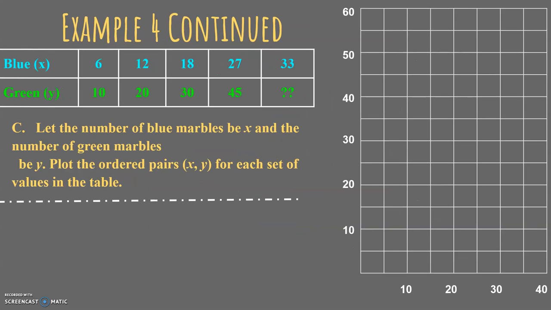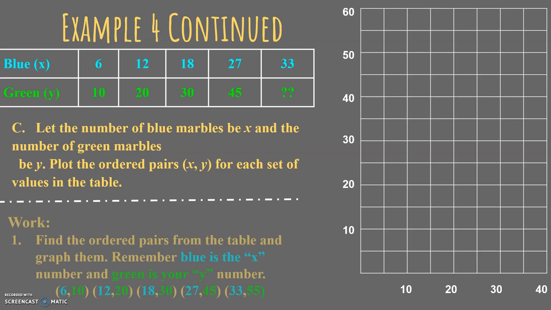Now, you might recognize that chart we saw earlier as an input-output chart with an X and a Y. In this case, blue will be our X and green will be our Y. We're going to plot ordered pairs for each set of values in the table. Graphing, we've been doing this, we're going to do it some more. So we have our ordered pairs, X, Y in parentheses. First, we need to find the ordered pairs. So our first ordered pair is 6, 10, then 12, 20, 18, 30, 27, 45, and so on.